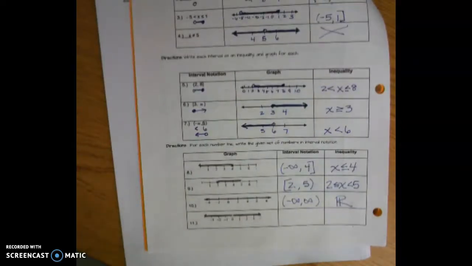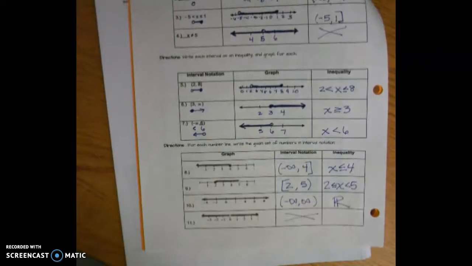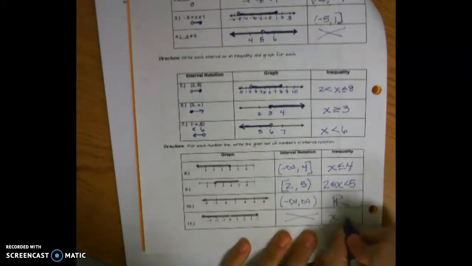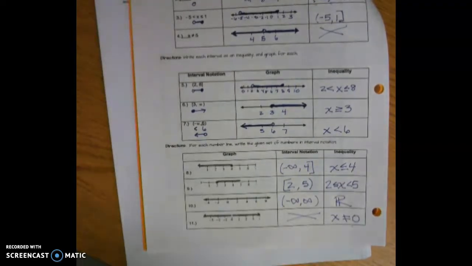Okay. And then lastly, number 11, everything is shaded in except for 0. So we're not going to worry about interval notation for that one, but the inequality would be x is not equal to 0. Okay, so those are your notes for this lesson.